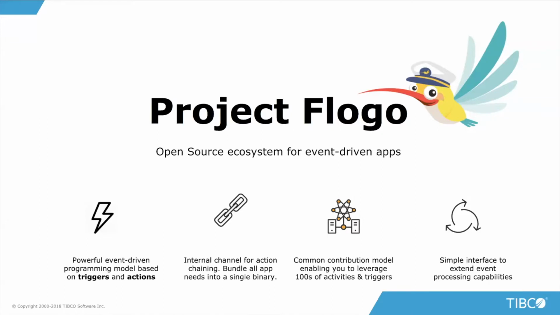It also gives an ecosystem of event processing actions. So there are 4 actions that are part of Project Flogo ecosystem: flows, streams, rules, and micro gateway. And Flogo gives you an internal channel for chaining these actions together. It also gives you ability to bundle all the application dependencies into a single lightweight application binary. Project Flogo gives you a common contribution model so that you can leverage and also build activities and triggers. And it also provides a simple interface to extend the event processing capabilities of the Flogo framework.